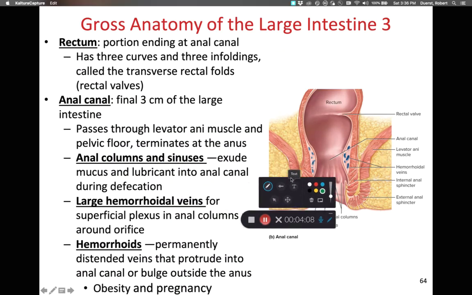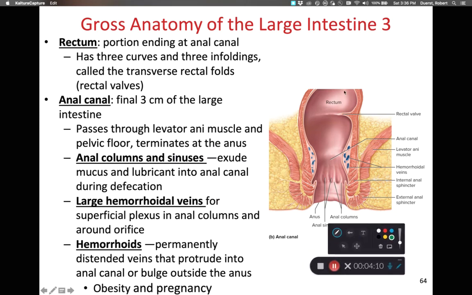As we move on, the end of the large intestine, the rectum, is going to be a pocket that receives the feces, and it has 3 curves and 3 infoldings. These infoldings are called transverse rectal folds or rectal valves, one of which is pictured right there. And they help to keep feces moving one direction through the rectum.